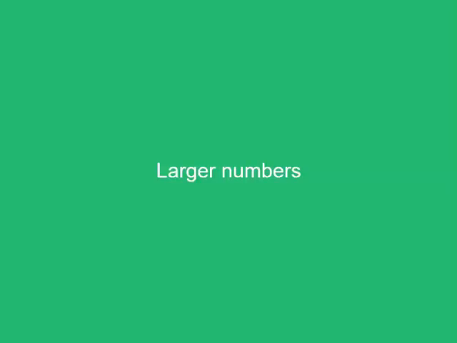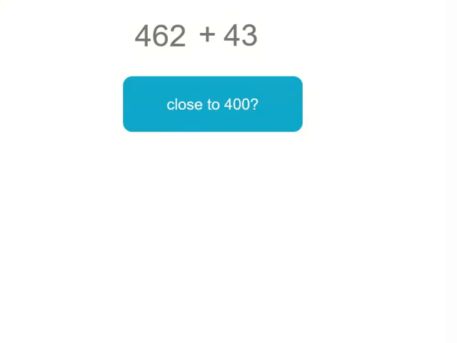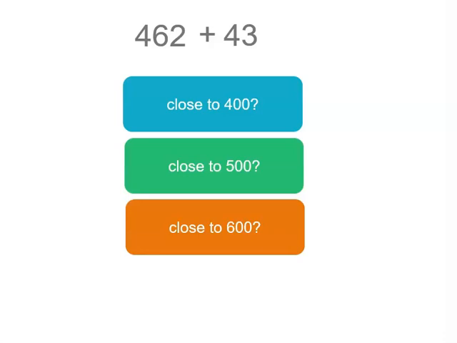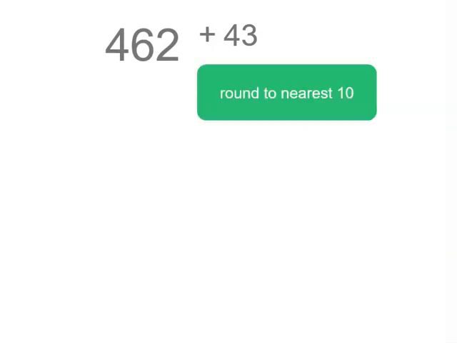Now, when we've got larger numbers, we can still do the same thing. Sometimes, though, we might round to tens or we might round to hundreds. What we're going to do this time is have a look and see whether the answer to this problem is closer to 400, 500, or 600. Because we want to see which 100 it's closer to, we're going to round to the nearest 10. So we don't do too much rounding and make it a little bit inaccurate.